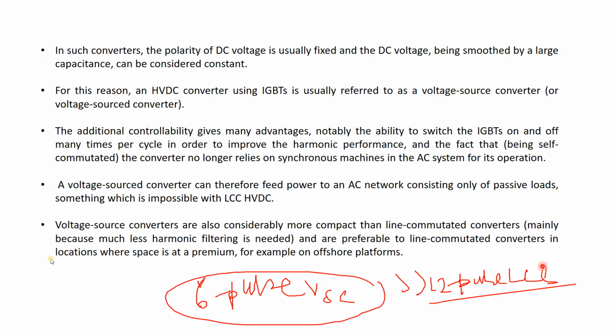So the 12 pulse LCC has the ability to reduce the lower order harmonics, as I've told you, which is superior to 6 pulse LCC. But the 6 pulse VSC is much more superior to even the 12 pulse LCC, because of the application of the IGBT. So with the help of IGBT, the 6 pulse VSC is much more superior because it is compact in structure. You can see it is compact.